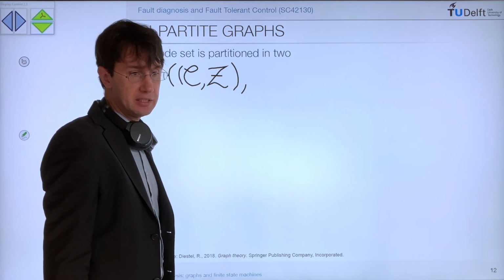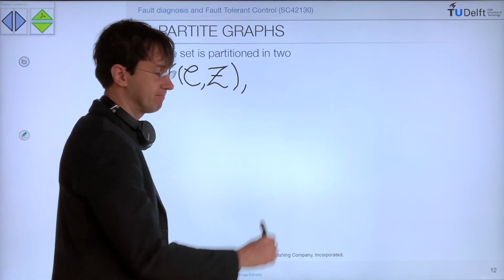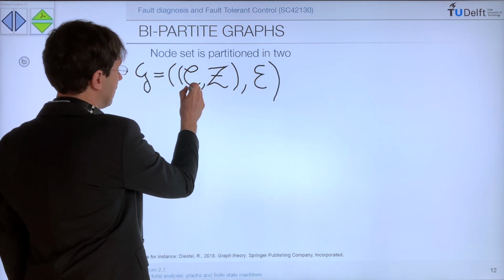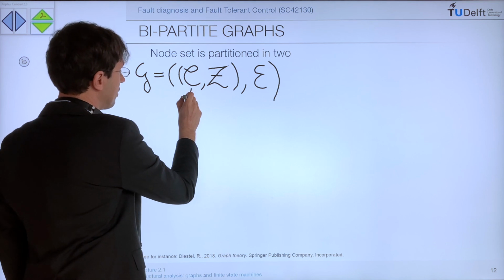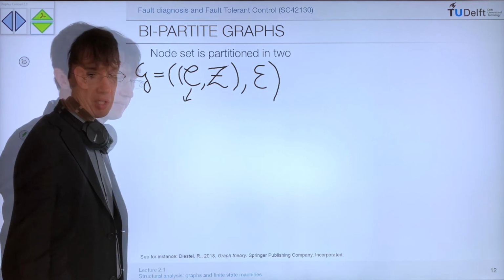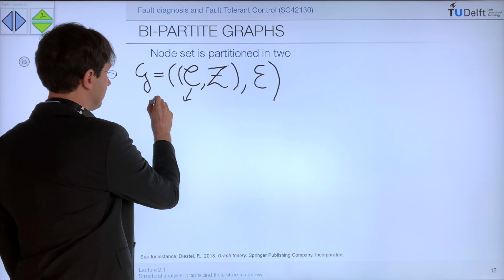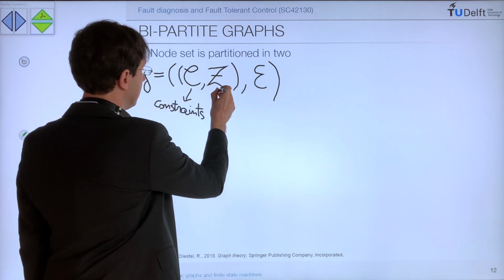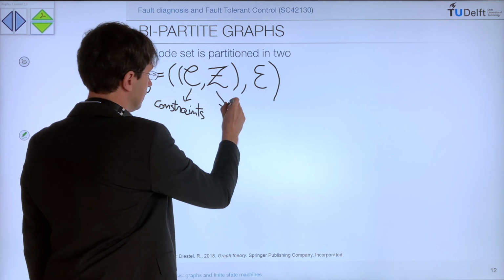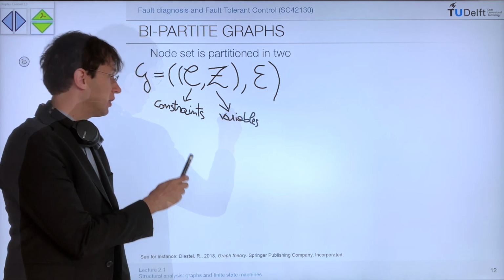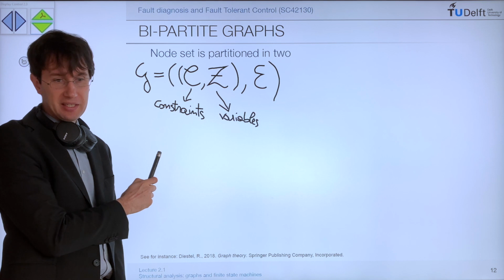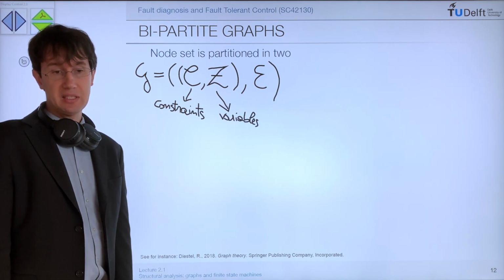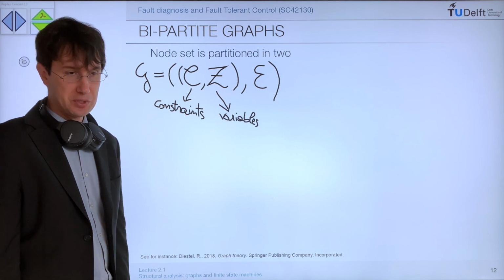And then we have the edge set. It is why we did that in our case. It is because we want C to represent constraints in our system, and we want Z to represent variables. With constraints, I mean equations that are defining variables in your system in terms of other variables.